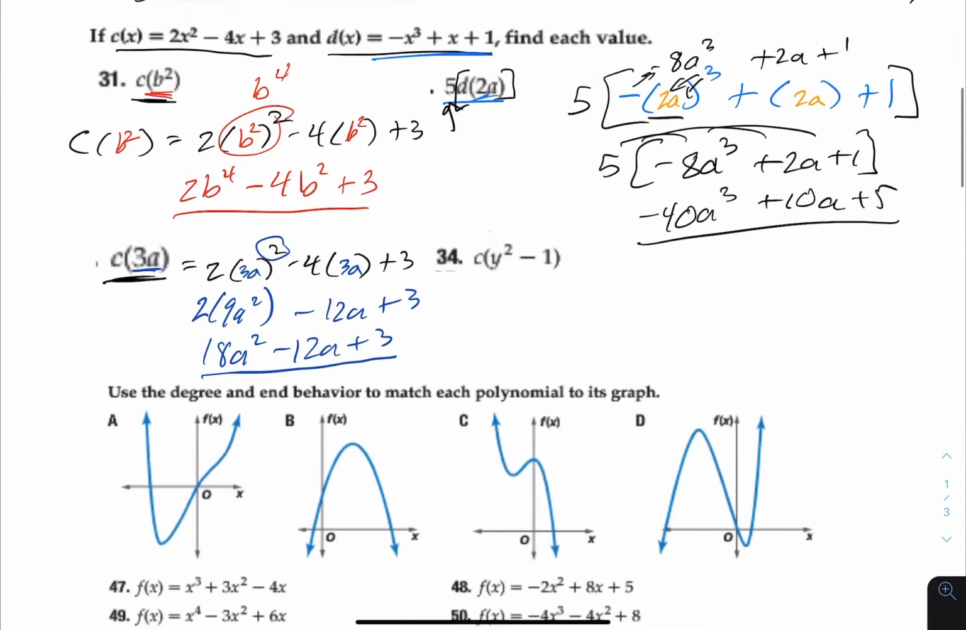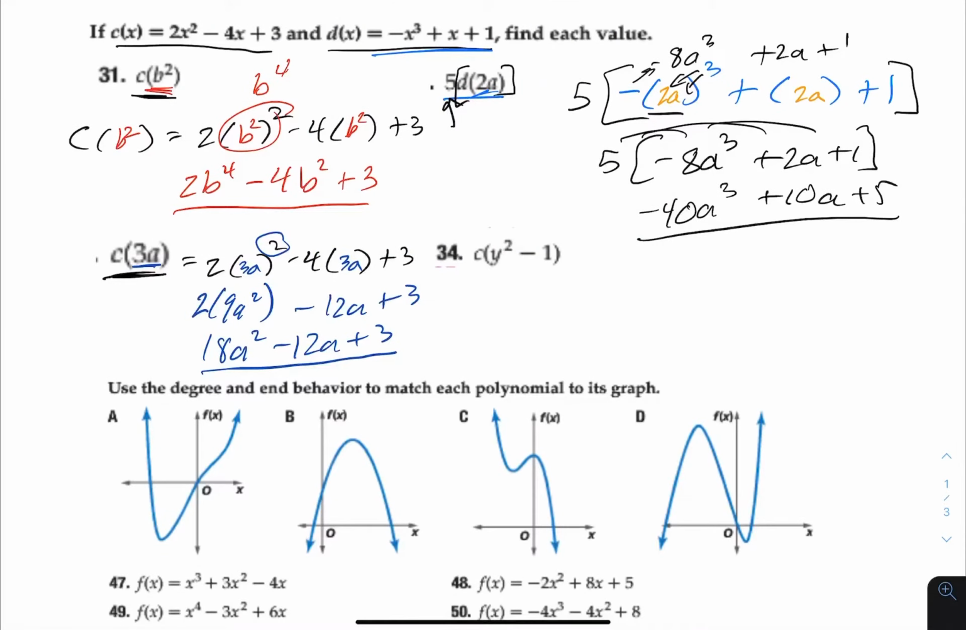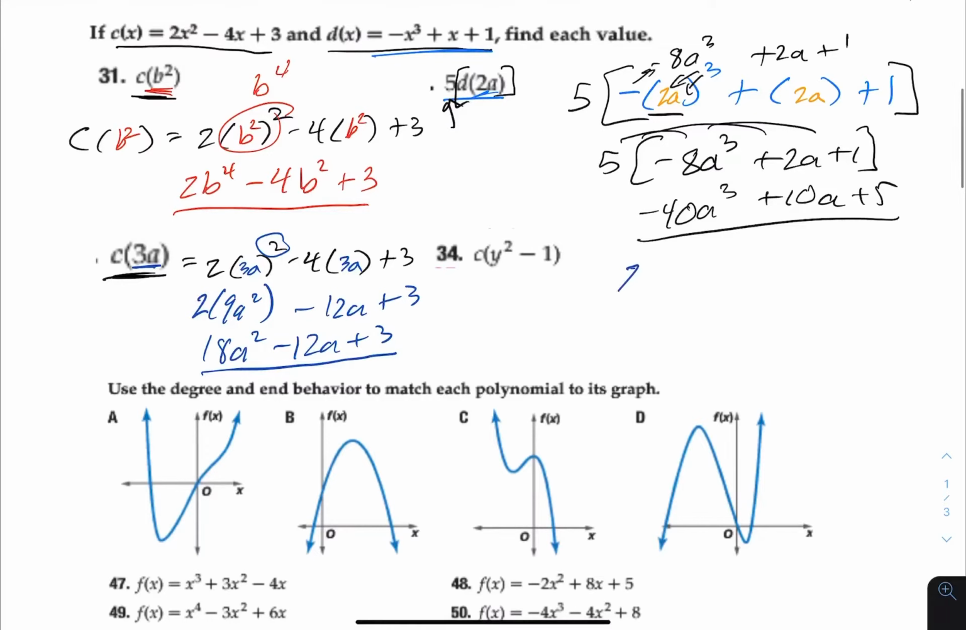And the last one here, c of y minus 1. So we get our c back: 2 something squared minus 4 times something plus 3. And this time, we want to plug in y squared minus 1. So I get that. And now we just have to go through the tedious task of simplifying this.